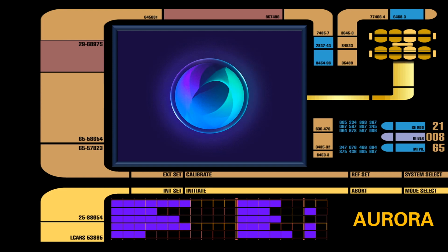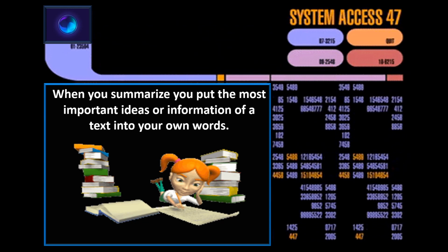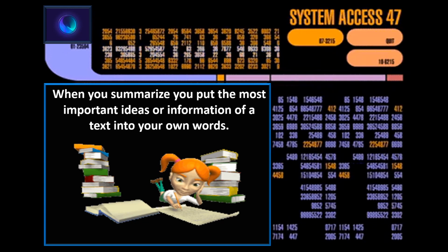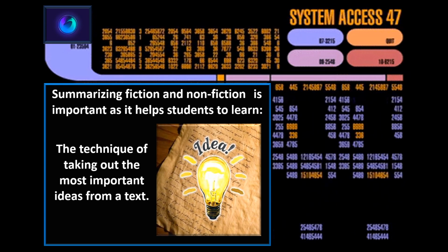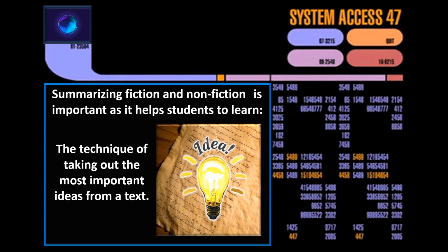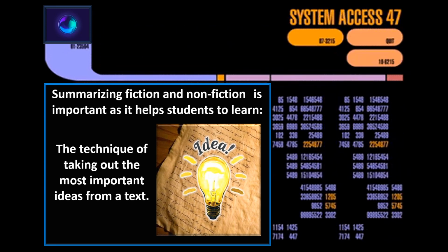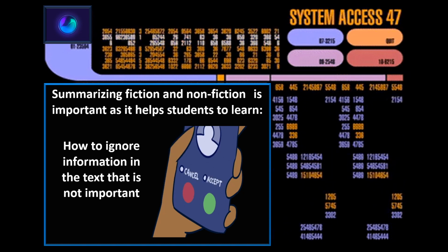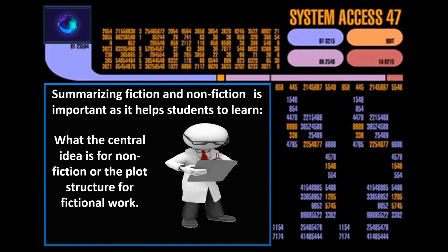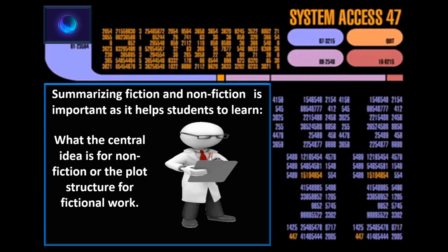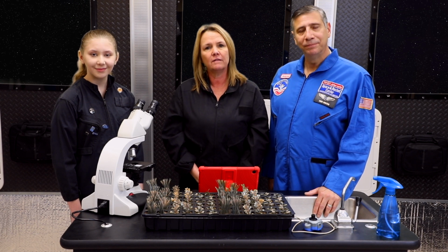In literature, when you summarize, you put the most important ideas or information of a text into your own words. Summarizing fiction and nonfiction is important as it helps students to learn the technique of taking out the most important ideas from a text. They also learn to ignore information in the text that is not important and discover what the central idea is for nonfiction or the plot structure for fictional work. Thank you, Aurora. That is correct.